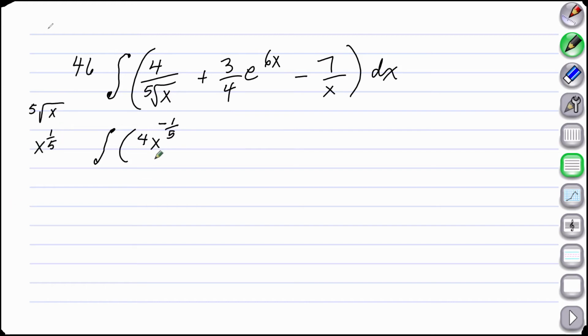And because it was on the bottom, I had to bring it up to the top, right? Plus 3 over 4 e to the 6x. I don't think we can do anything to that. Minus 7. But we want to be careful on this one. You don't want to bring that x up because this is 7 times 1 over x, which is ln x, see? And of course, this would be all dx.